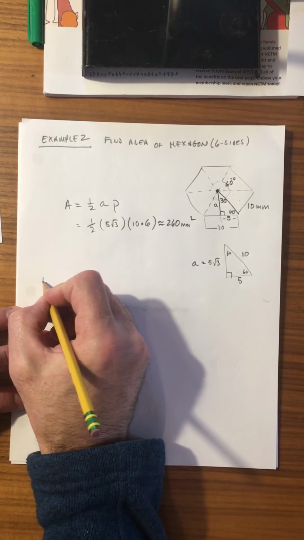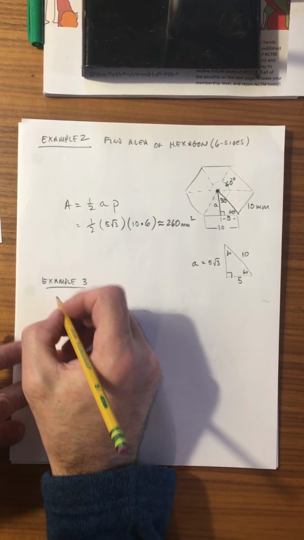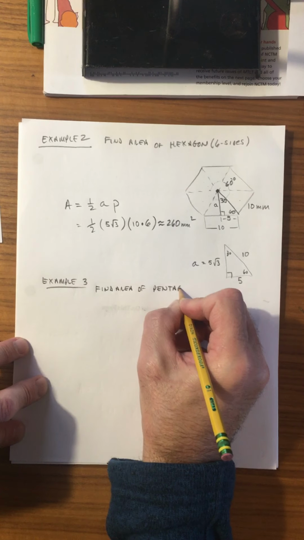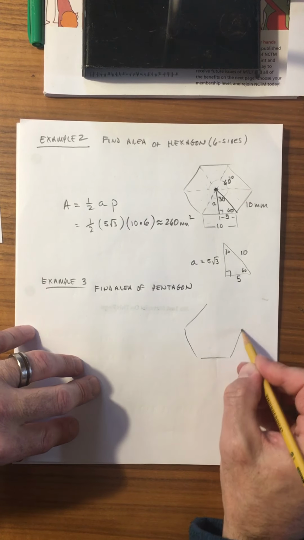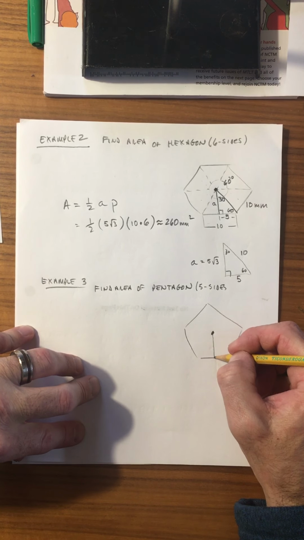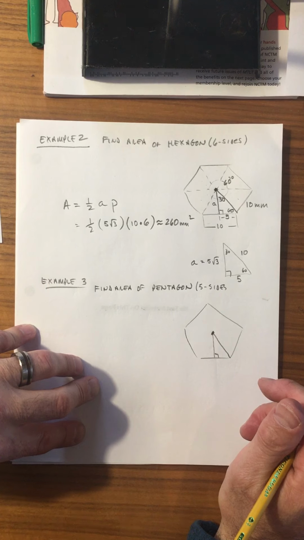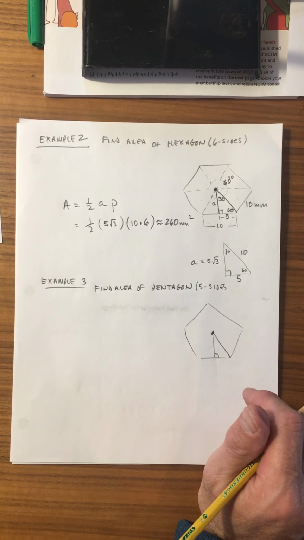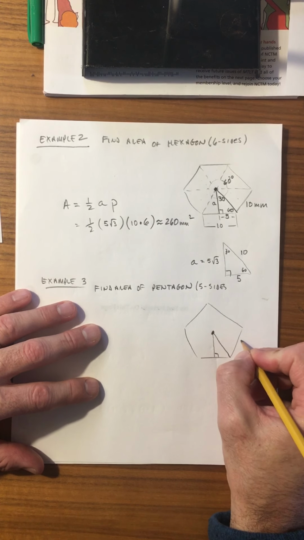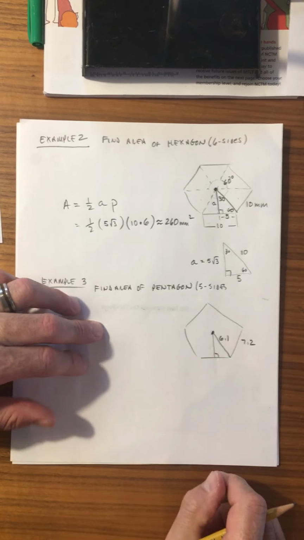All right, I would like to do one more example, and then we'll be done with notes. So let's find the area of a pentagon, which has 5 sides. Okay, there's the center, there's the apothem, there's the radius, there's the right triangle. And here's what we know. We know that the side length is 7.2, and we know that the radius is 6.1.